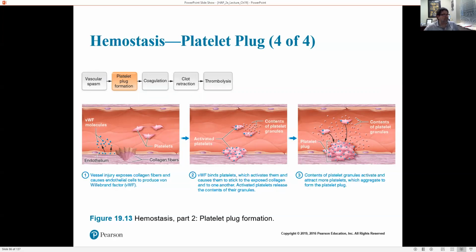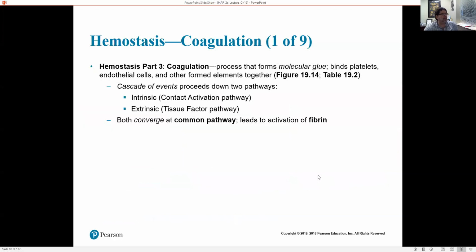And that stops it. Now, the next step is the one that gets crazy, this coagulation step. Coagulation is a process that forms molecular glue-like material that binds platelets, endothelium cells, and other formed elements all together. This includes the plasma proteins in the blood itself, made by the liver, that are going to lead to the total blood turning into gel.